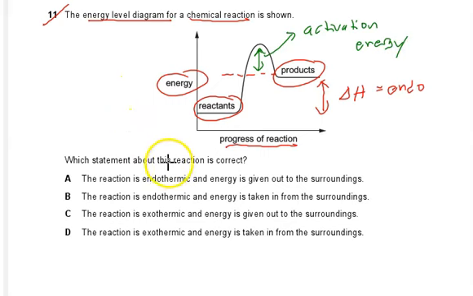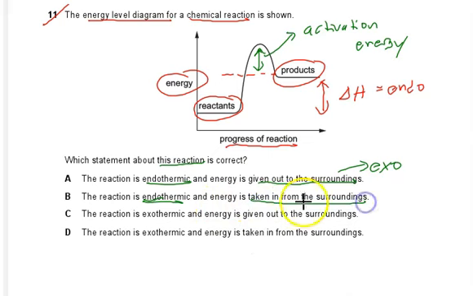Okay, now which statement about this reaction is correct? If you look at it, it is endothermic. So energy is given out to the surrounding? If it's given out, it is exothermic, so which is incorrect here. So energy is taken in from the surrounding. Yes, this is correct. So 11 is B. Okay, we move on with number 12.